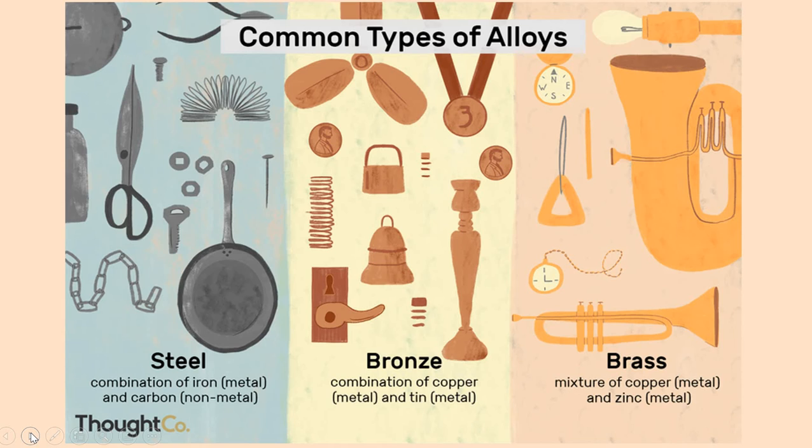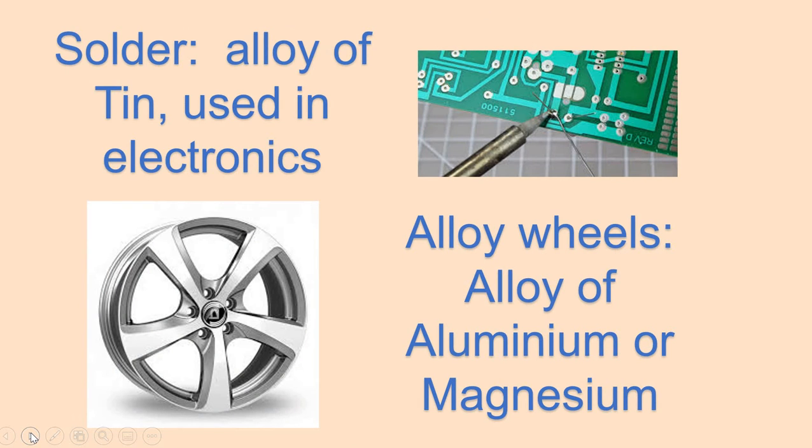Here are some common types of alloys that you have probably heard of. We have steel, though there are many different types of steel. We have bronze, which is a combination of copper and tin. And we have brass, which is a combination of copper and zinc. We also have solder, which is an alloy of tin and is commonly used in electronics. And lots of your parents' cars may have alloy wheels, and they are alloys of either aluminium or magnesium.